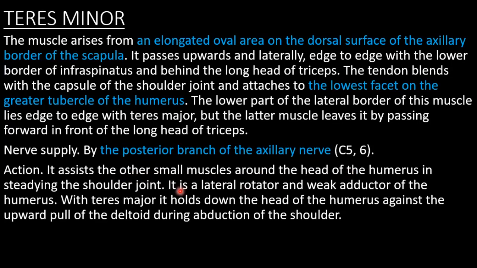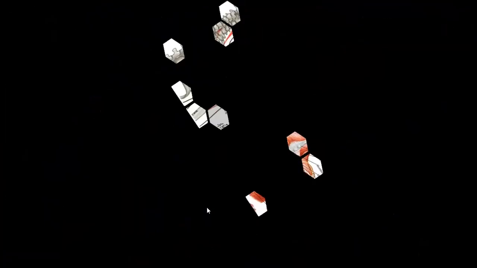This is its function, I will say it again. It is also a lateral rotator and a weak adductor of the humerus. Also, with the teres major, as we said when discussing the action of teres major, it will hold down the head of the humerus against the upward pull of the deltoid during shoulder abduction.